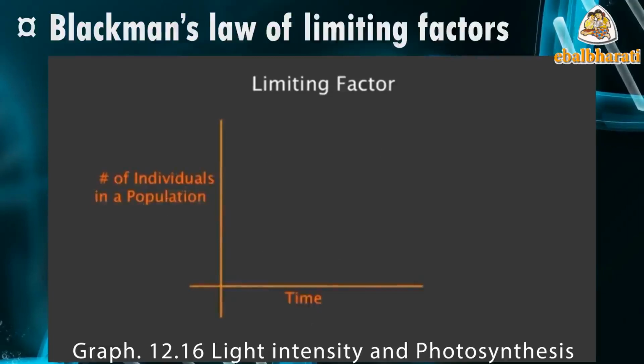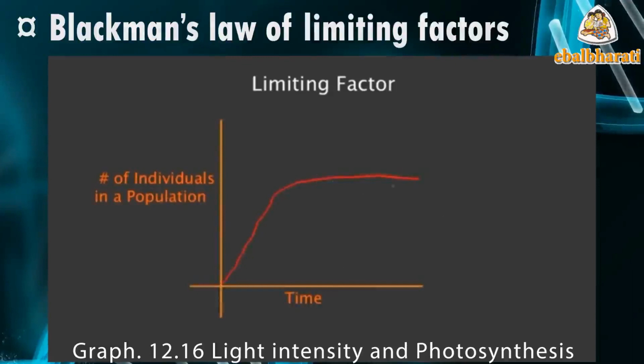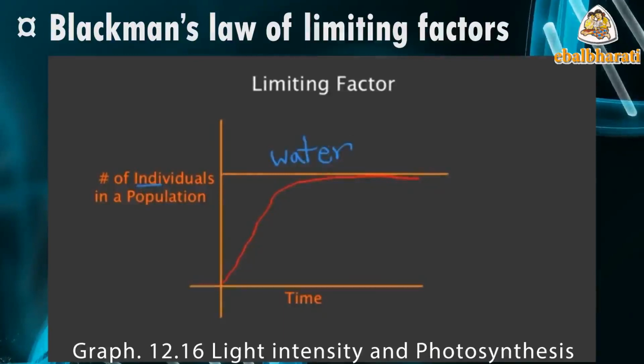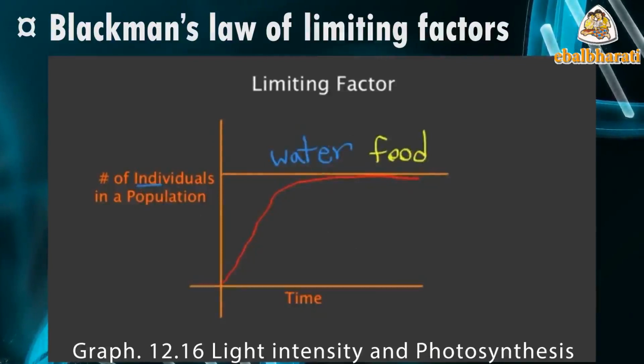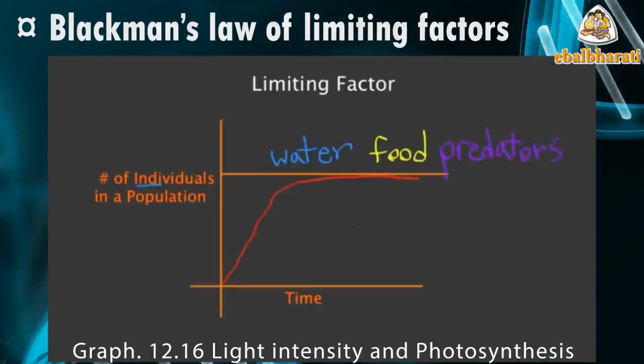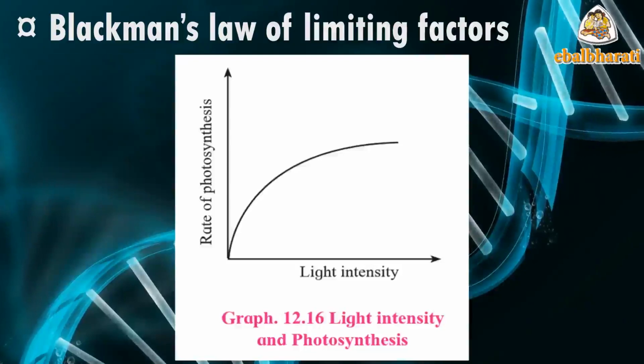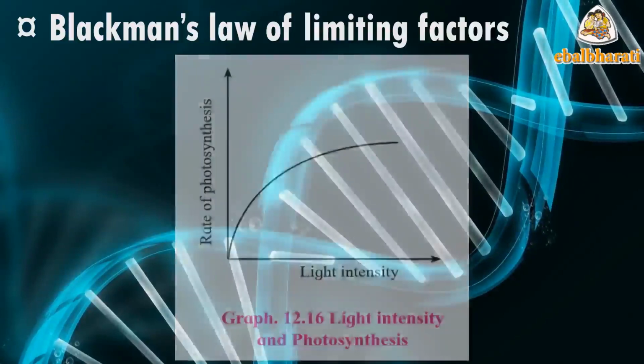Blackman's law of limiting factors. Blackman's law of limiting factors states that when a process is conditioned as to its rapidity by a number of separate factors, the rate of the process is controlled by the pace of the slowest factor. Graph 12.16 denotes the light intensity and photosynthesis. The slowest factor is that factor which is present in the lowest or minimum concentration in relation to others. The law of limiting factors can be explained by taking two external factors such as carbon dioxide and light.